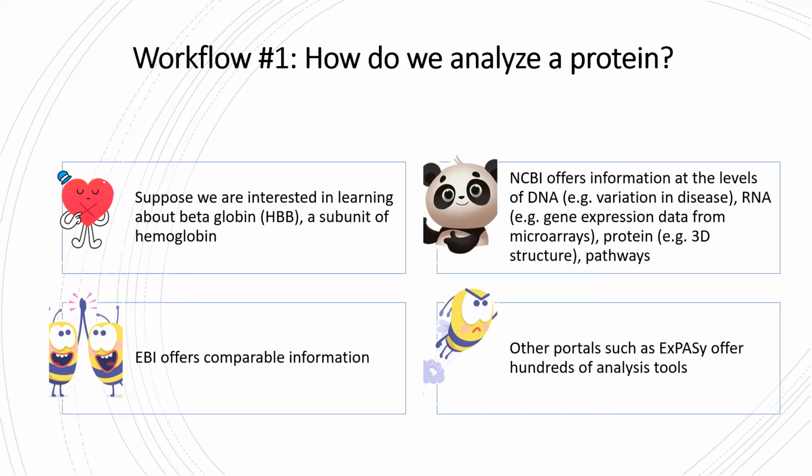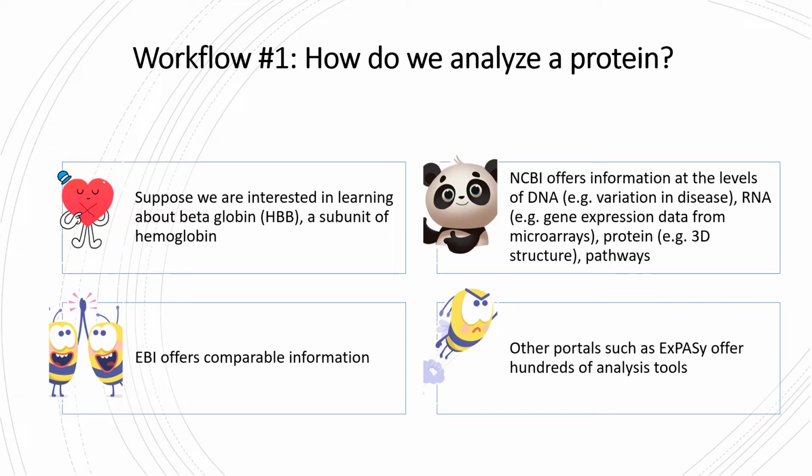When we say a subunit, it's part of the protein. So we have hemoglobin, which is a large protein. It has 4 subunits, 2 beta and 2 alpha. In particular, we're looking at the beta subunit, so we want to know about that. We can use NCBI, the usual go-to for most people.